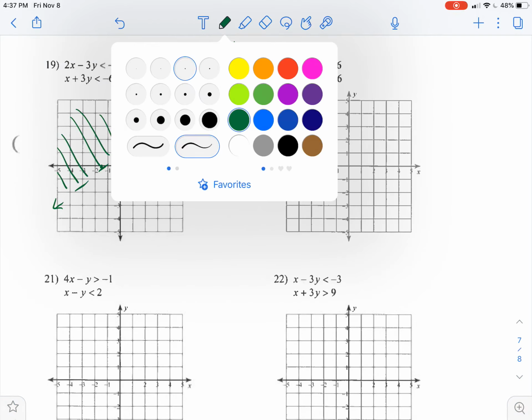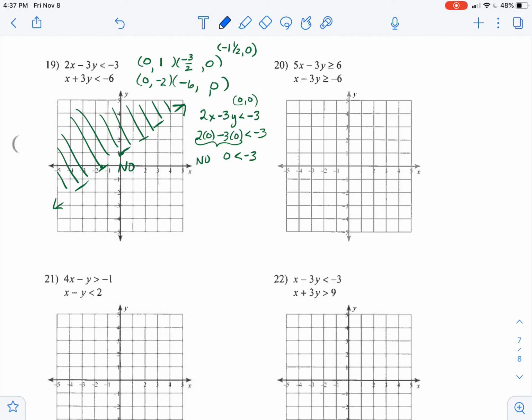Okay, my next one, I'm going to do 0, negative 2, negative 6, 0. Okay, again, that's going to go just a little bit off the graph. And that's okay if it's just a little bit. If it goes too much, I don't want you doing a lot. You go to y equals mx plus b, slope-intercept form. Now, again, this is dotted.